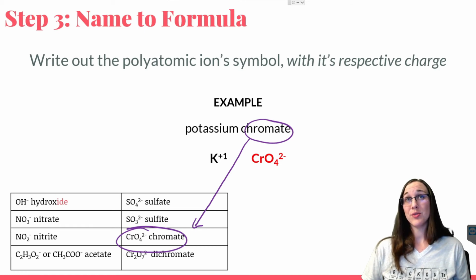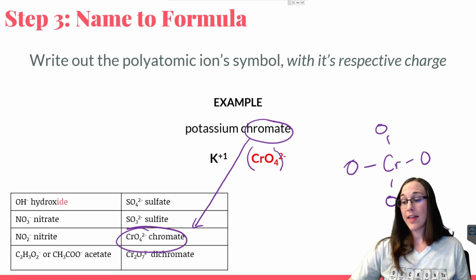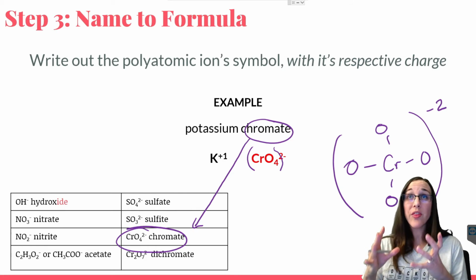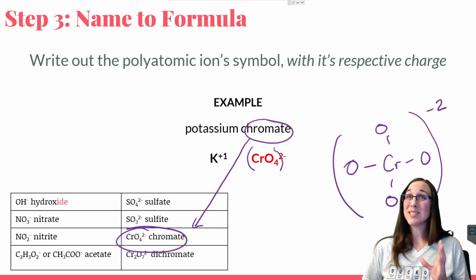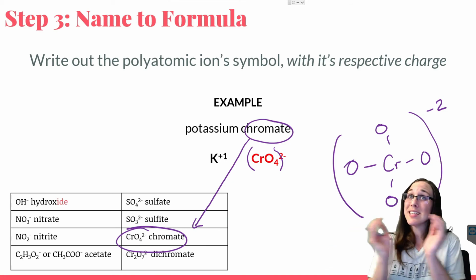CrO4 2-. So that -2 applies to this whole cookie. Now remember, the whole cookie is literally Cr with 4 oxygens around it. And that whole cookie is -2 charged. The whole thing is charged -2. So it's a smart habit to start putting parentheses around your polyatomic ions to keep them together.